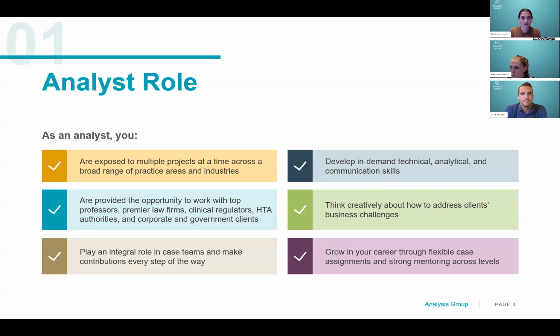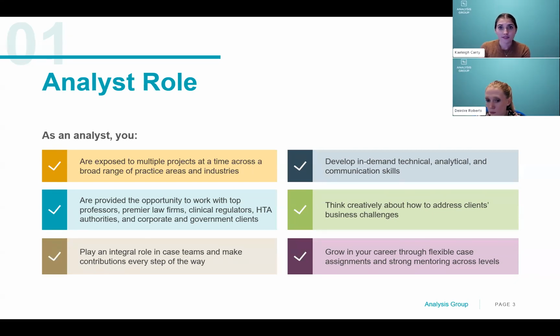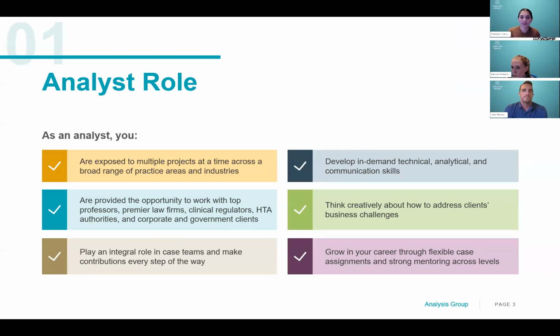So given the different nature of different case teams, you'll have the opportunity to work with other analysts, senior analysts, associates, managers, VPs, and even partners within your day-to-day routine. Given AG's flat organizational structure, an analyst's voice is incredibly important in the conversations that you're having, so you're encouraged to speak up even when we're working alongside partners. So this allows for a lot of opportunities for mentorship and close relationships with senior staff.